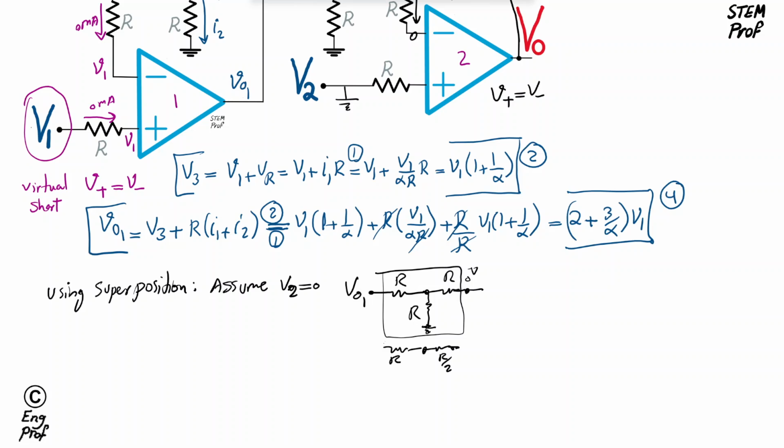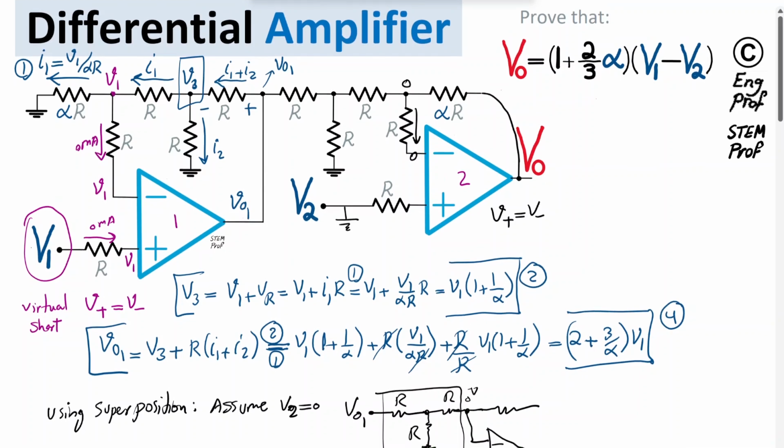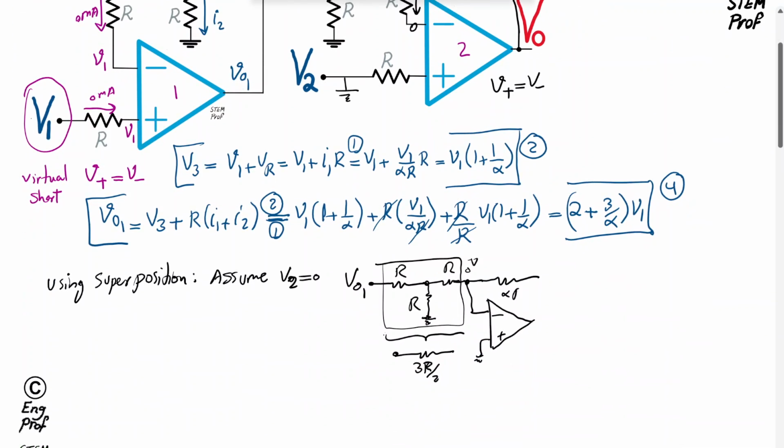So the sum of these is effectively what I'm going to show: Vout1 notices as if we have a 3R over 2 resistor connecting to the negative terminal of op-amp number 2, whose positive terminal is grounded since V2 is not there. And then alpha R is still there. So we have alpha R connected to the output of op-amp 2, which is the output of the circuit.